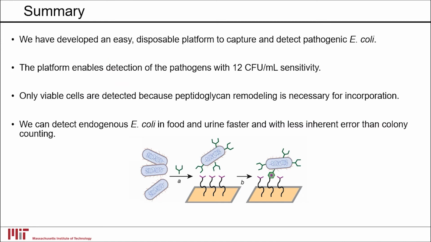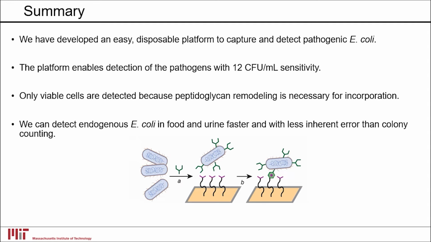In summary, we've been able to develop this easy and disposable platform that allows us to both capture and detect pathogenic E. coli. Our sensitivity is 12 CFU per mil in both buffer and urine, which is orders of magnitude below the infectious dose. We only sense viable cells because peptidoglycan remodeling is necessary for the incorporation of that synthetic amino acid. And finally, we can detect endogenous E. coli in both food and urine samples faster and with less inherent error than colony counting.